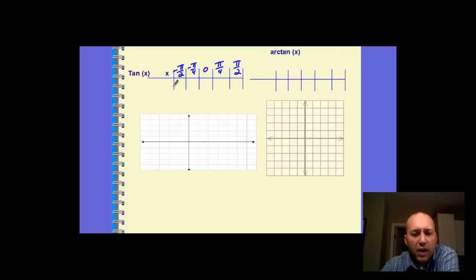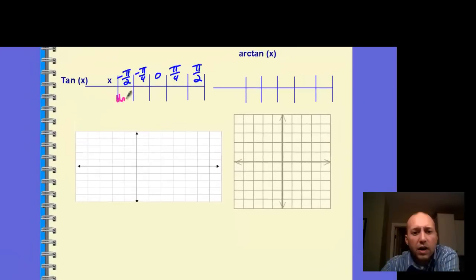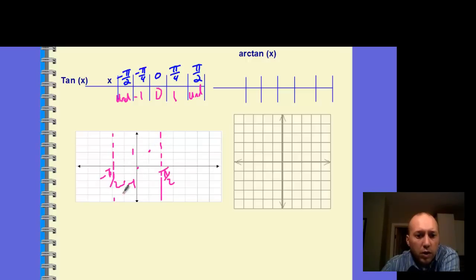And so for graphing our tangent of x, at negative pi halves, we are undefined. At negative pi fourths, we are at negative 1. At 0, we are at 0. At pi fourths, we are at 1. And then at pi halves, we are undefined. So at negative pi fourths, we're down here at negative 1, 0, 0, and then 1. So we can sketch this graph. And this one does have arrows.